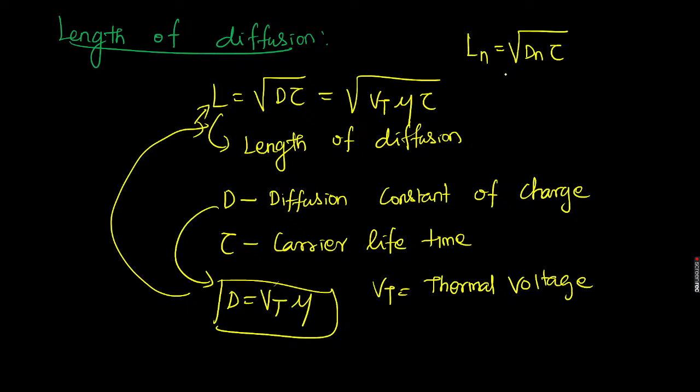That is the diffusion constant of the charge carrier, but for electrons. Similarly, if they are talking about holes, find the diffusion length of the holes, which is the square root of Dp times tau p. That is the lifetime of the positive charge carrier, and tau n is the lifetime of the negative charge carrier. That's all. These are the things you need to remember.